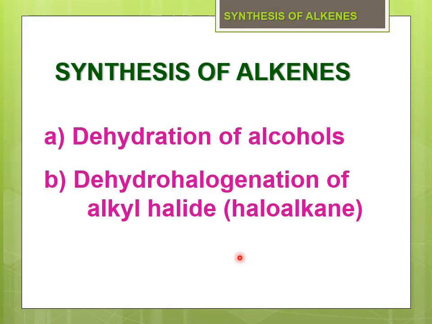Now, let's look at how we are going to prepare alkenes. The first process is dehydration of alcohols. The second one is dehydrohalogenation of haloalkane. Both reactions are elimination reactions.